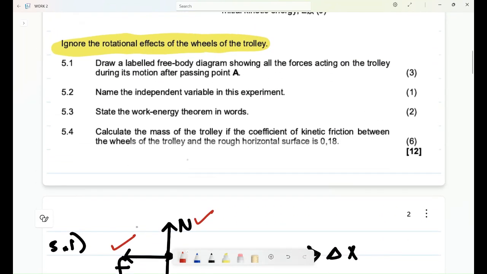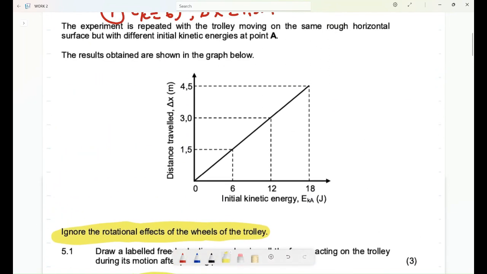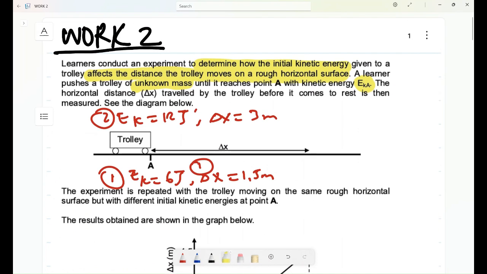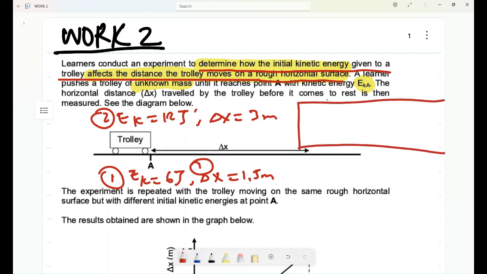5.2. Name the independent variable in this experiment. The independent variable is a variable that does not depend on anything. Now, let's see. All right, let's come to our aim. Our aim is to determine how the kinetic energy given to a trolley affects the distance the trolley moves on a rough horizontal surface. On your aim it is normally based like this.